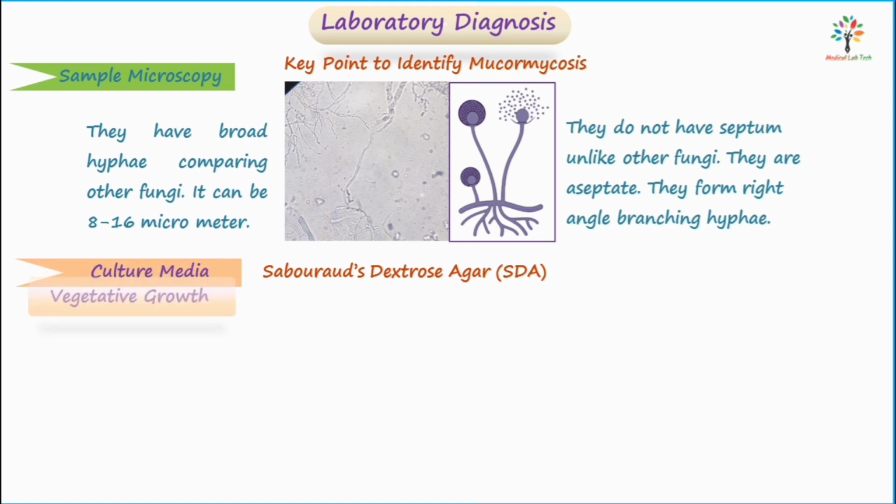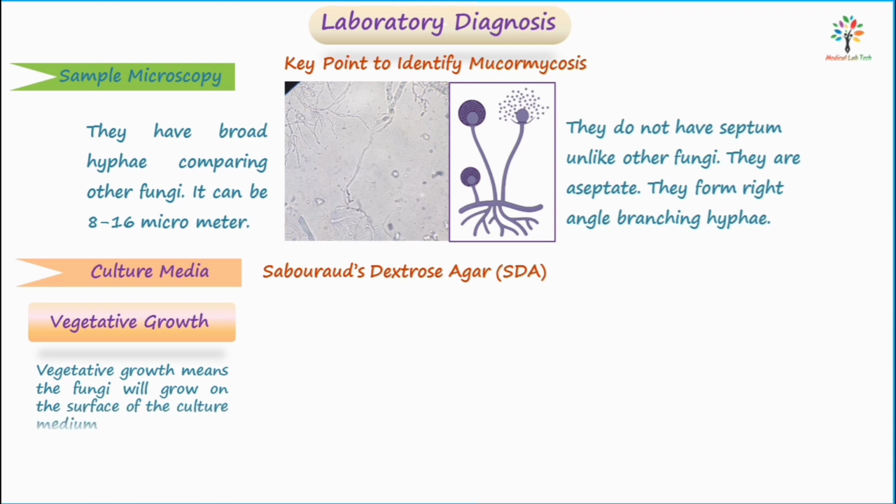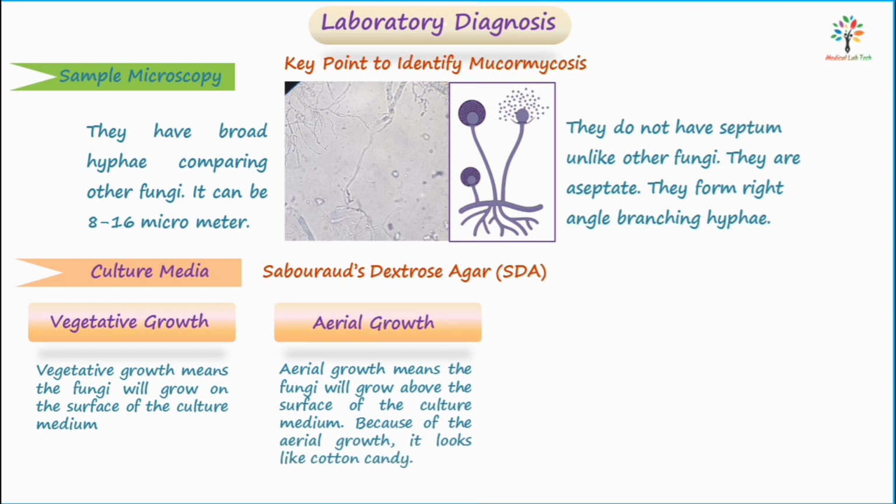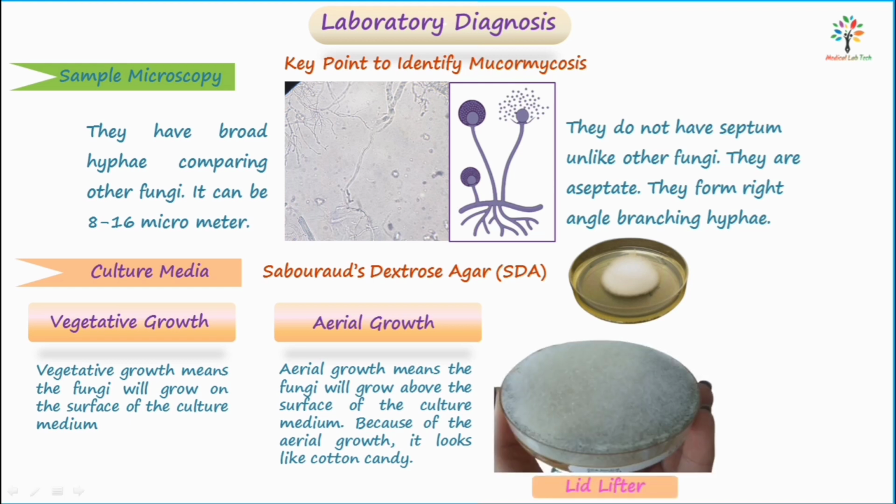Vegetative growth means the fungi will grow on the surface of the culture medium. Aerial growth means the fungi will grow above the surface of the culture medium. Because of the aerial growth, it looks like cotton candy. The fungi can grow above the surface and lift the lid, so it is also known as lid lifter. If you look at this picture, you can see the aerial growth of the fungi.